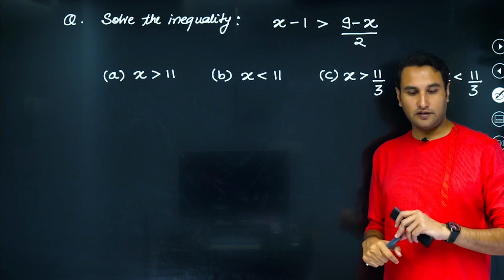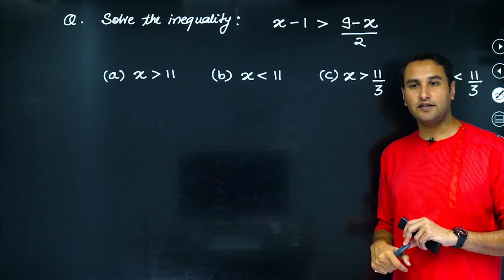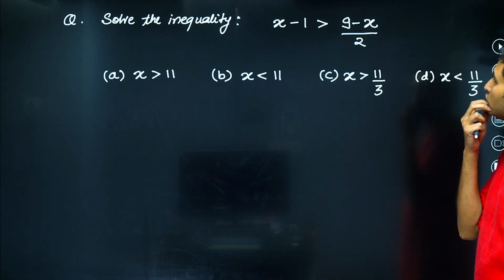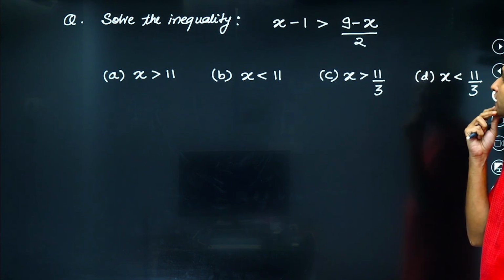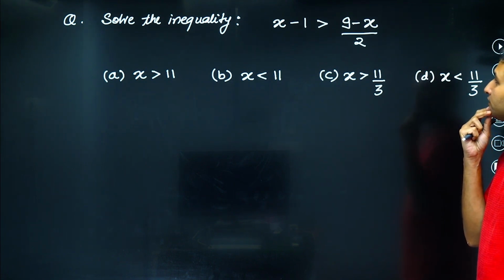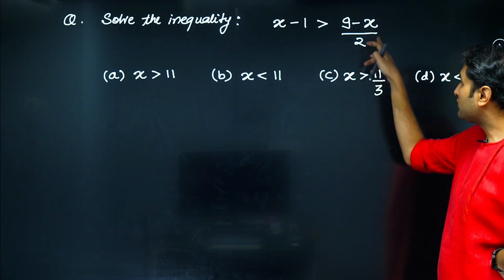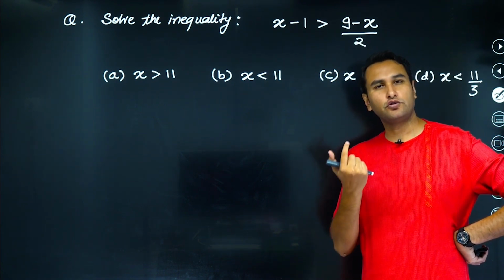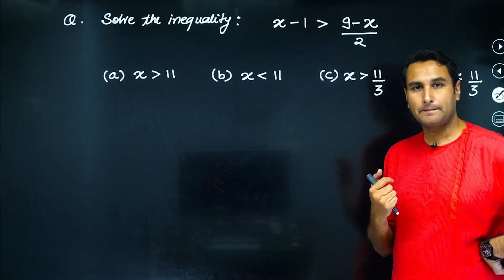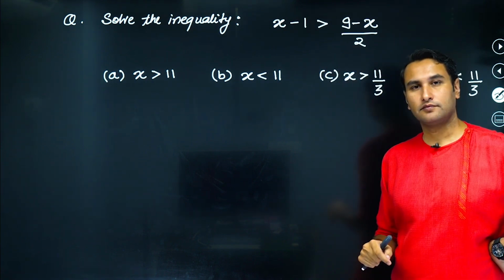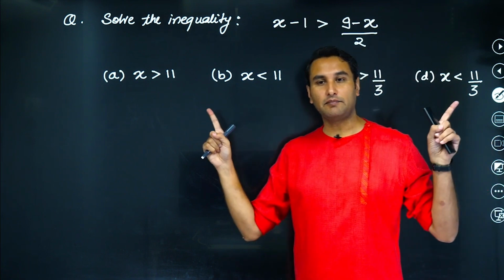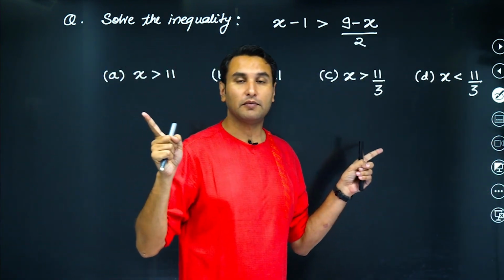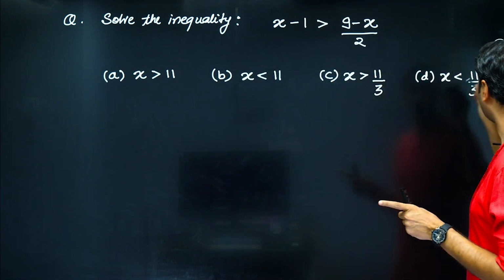x minus 1 greater than (9 minus x) whole divided by 2. Now what should I do? Think. Till the time there is 2 in the denominator, I cannot do further calculations. So what should you do? Can you remove this 2? Yes, by multiplying both sides by 2.